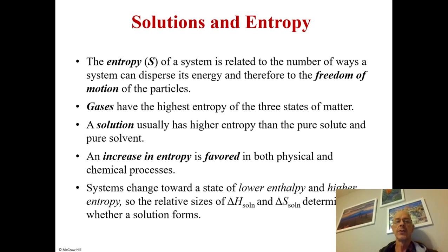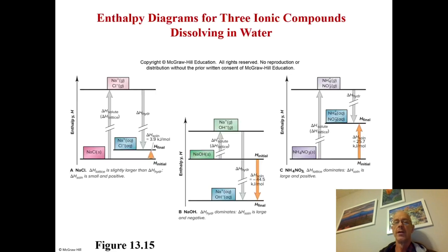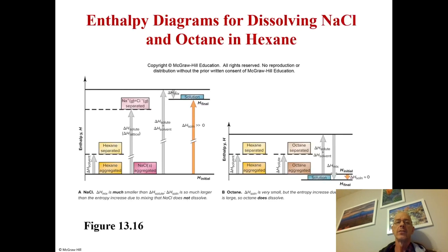So systems change toward a state of lower enthalpy and higher entropy. So the sizes of delta H solution and delta S solution determine whether a solution forms. So popping back up to our ammonium nitrate case, even though this dissolution process is very endothermic, the delta H of solution is very positive, it turns out that the entropy term is also very large and favorable to counterbalance this. And so we'll see that the delta S is large and positive as well. So we'll see how that works out in a few weeks.